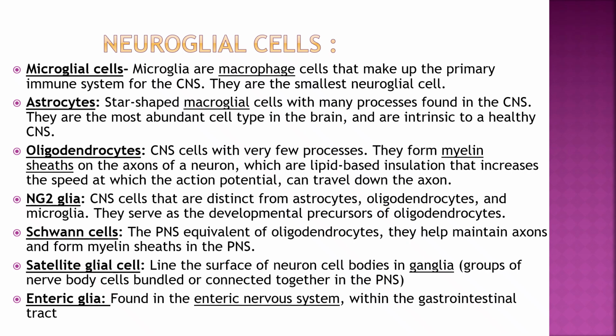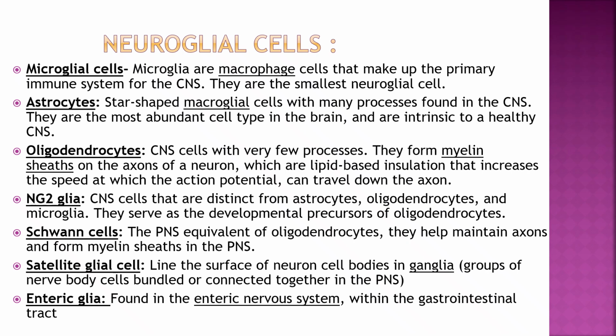Neuroglial cells. So first is the microglial cell. Microglia are macrophage cells that make up the primary immune system of the CNS and they are the smallest. Astrocytes are star-shaped cells with many processes found in the CNS. They are the most abundant cell type and are important in a healthy CNS.